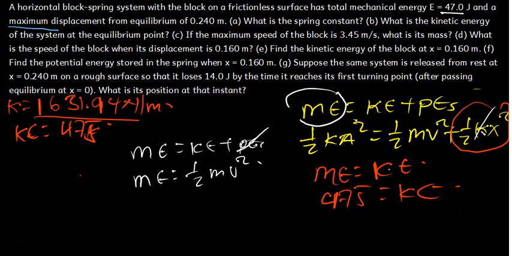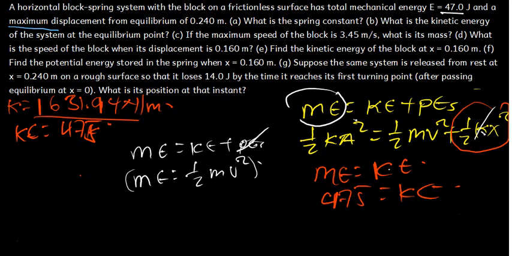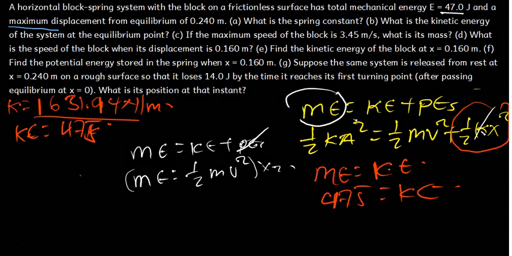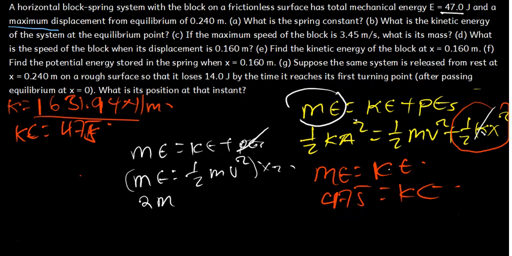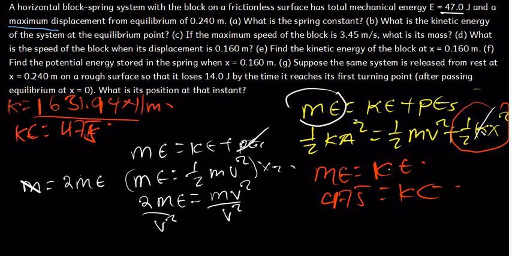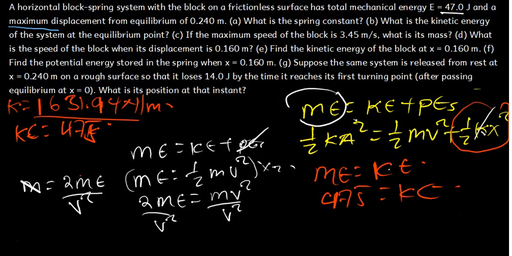We can just multiply this formula by 2 so that we get rid of the half on this side. We are going to have 2 times the mechanical energy equal to mv squared. We divide both sides by v squared. So our mass is going to be equal to 2 times the mechanical energy divided by v squared. Let's plug in the values.